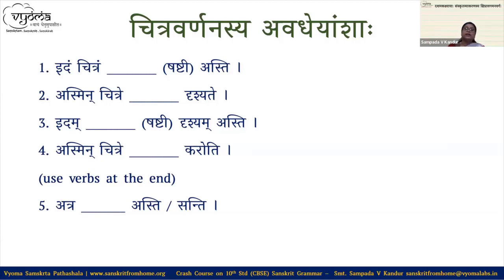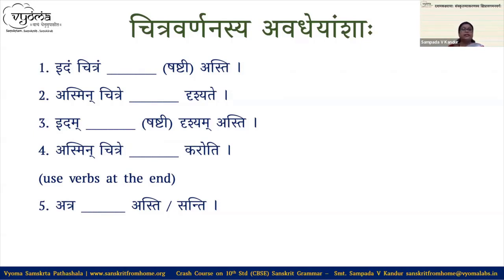Grammatically correct sentence. Now, asmin chitre dash drushyate. Suppose you are not understanding the picture, or the picture is not clear to you about what exactly they want to say. Sometimes it happens. At that time, be observant. Whatever objects you are seeing in that picture, just write those. At least 2 sentences you can frame with this. Asmin chitre dash drushyate. So whatever you are seeing in this picture, you can write.